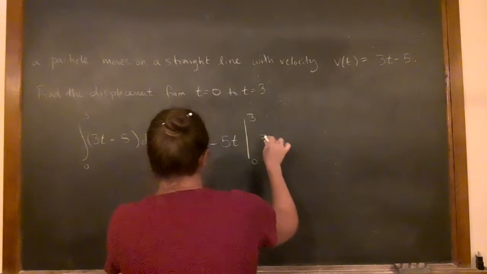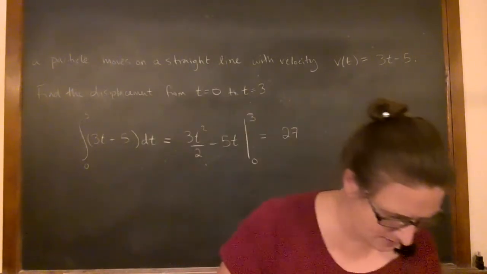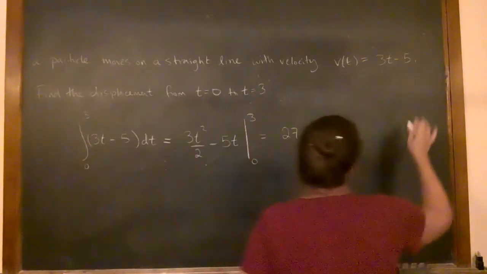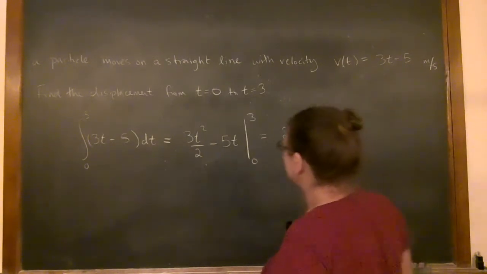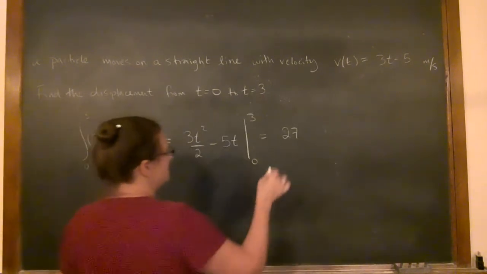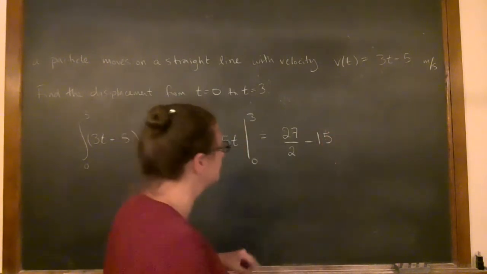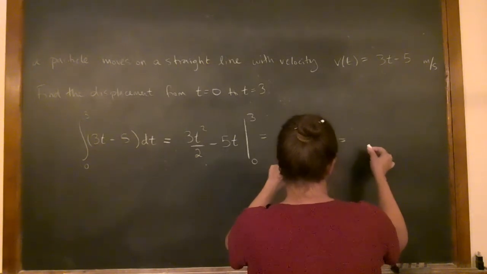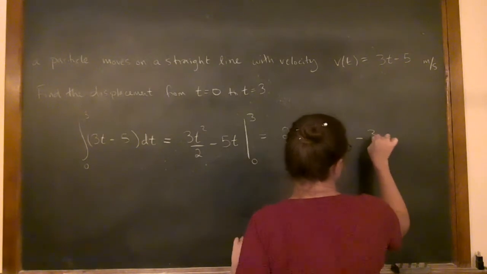Okay, so this is going to be, oh, what were the units? I forgot to write down the units, darn. It is in meters per second. That's important, right? You don't want to forget our units. Okay, so this would be 27 halves minus 30 halves. So, minus 3 halves.